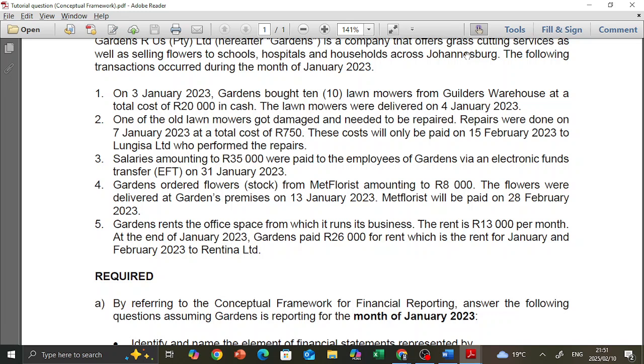Present economic resource controlled by the entity as a result of past events. So these lawnmowers are now going to be controlled by the entity. What would our past event be? Any takers? Okay, I see people are leaving, so let me just answer it. I think it's fair to say people are tired. The past event would be the fact that Gardens bought the 10 lawnmowers from Gilder's warehouse, and the fact that the lawnmowers were delivered on the 4th of January 2023. That is the past event, yes.